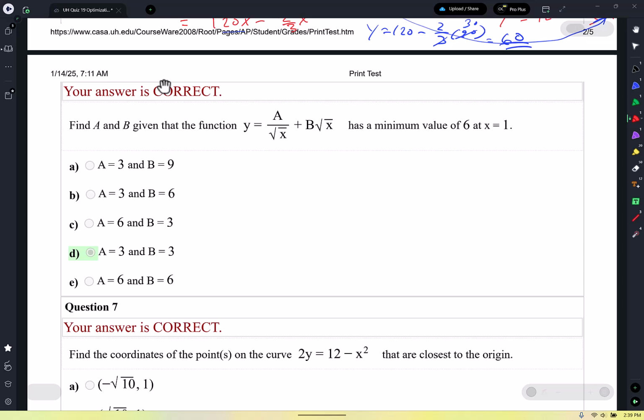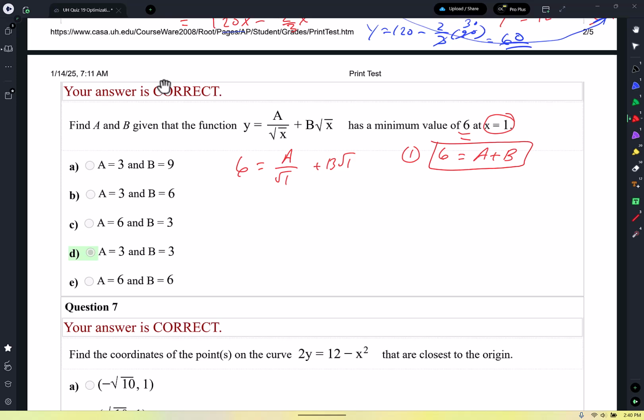Check it out, guys. Find a and b given that the function y equals a over square root of x plus b square root of x has a minimum value of 6 at x equals 1. Create a system of equations. First, you know that when x is 1, what's the output? So 6 equals a over square root of 1 plus b square root of 1. So my first equation is just 6 equals a plus b. Circle it. That's your first equation. Now I need a second equation.